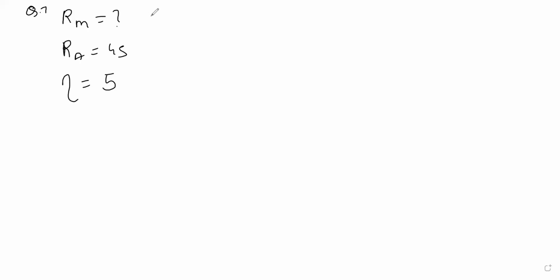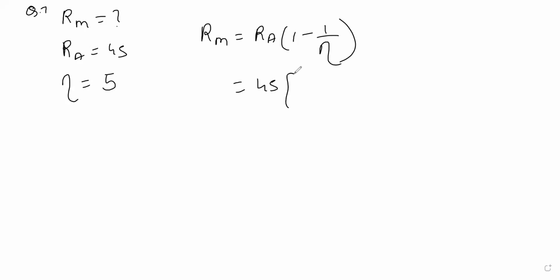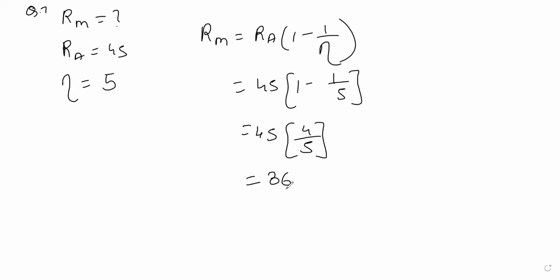Marginal revenue is the revenue of the last unit sold, and average revenue is total revenue divided by number of units. But there is a relation between marginal and average revenue. Marginal revenue is average revenue times (1 minus 1 upon elasticity). So it is 45 times (1 minus 1 by 5). So it is 45 times 4 by 5, and this becomes 36. So what is your marginal revenue? 36.